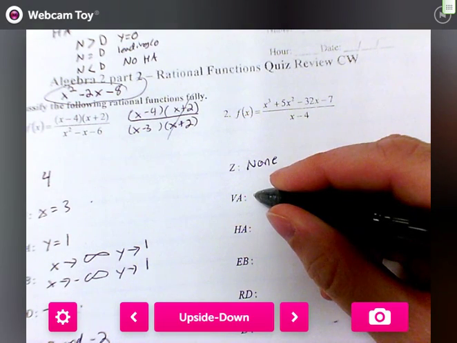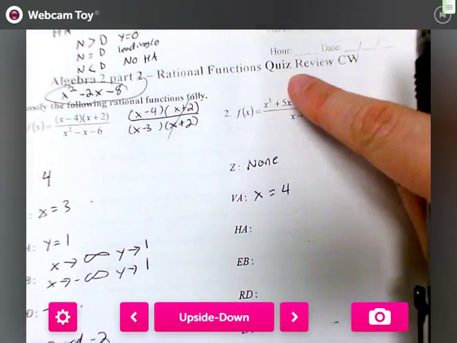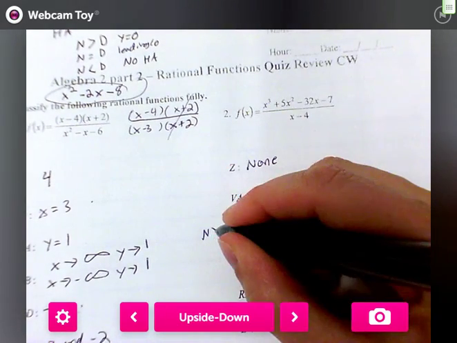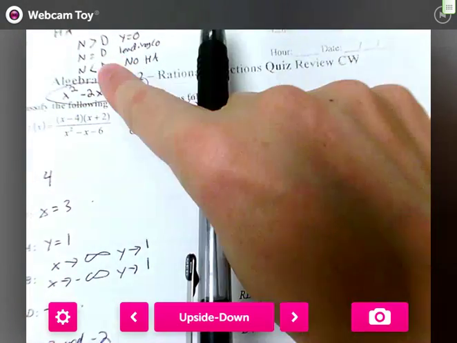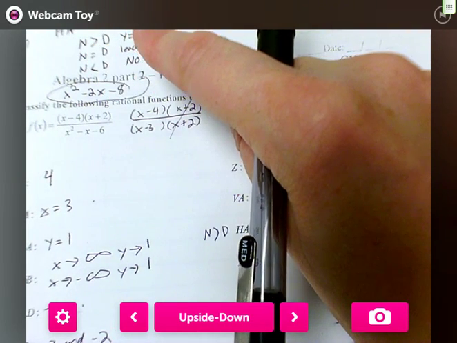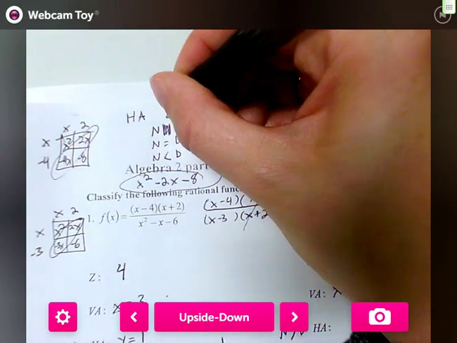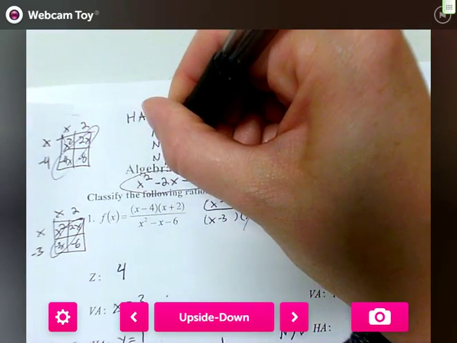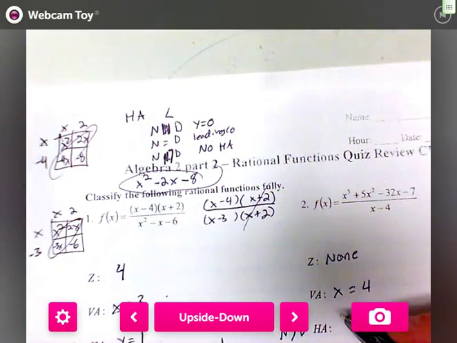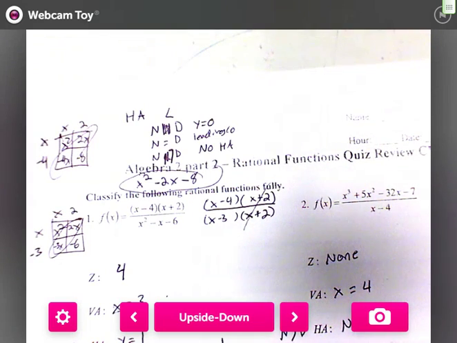Not x, but, oh, you're right, x equals 4. You're good. My horizontal asymptote. Okay, so if I'm looking at my numerator and denominator, my numerator is definitely bigger. So if my numerator is bigger, okay, these are wrong, by the way. This goes this way. This goes this way. Sorry. Okay, if my numerator is bigger than my denominator, then there is no horizontal asymptote. None.